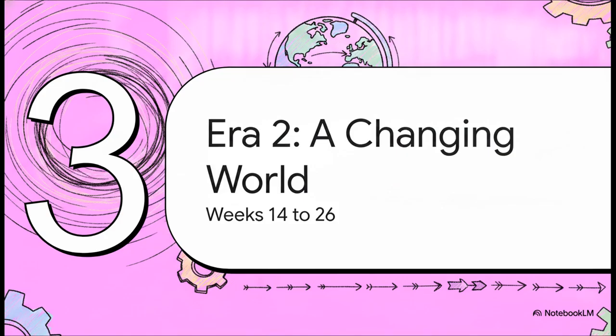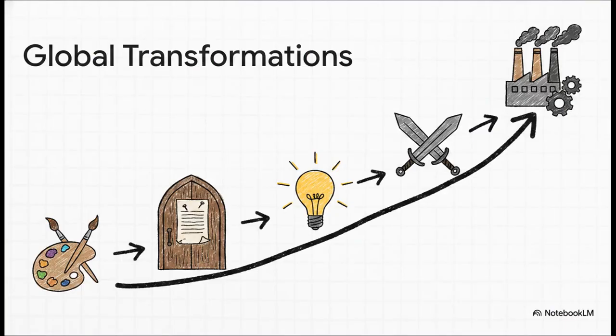Moving on to Section 3, Era 2, a Changing World. During this second unit, the world pretty much gets turned upside down. The Renaissance sparks this massive rebirth of art and science, which then bleeds right into the Reformation, challenging traditional religious authority. That paves the way for the Enlightenment's radical new ideas about human rights, directly igniting global revolutions and ultimately industrialization, which completely rewired human labor forever.